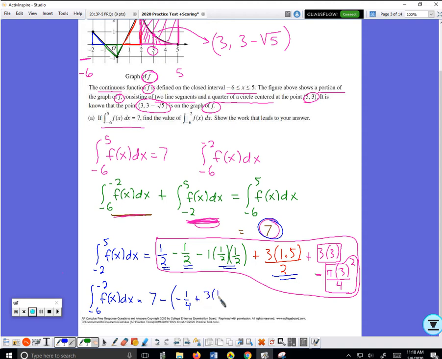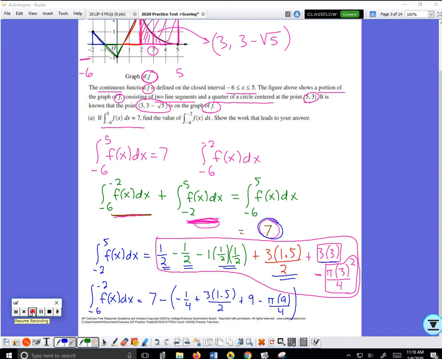I can just write this down as is, no need to stress about changing anything. 3 times 1.5, all divided by 2, plus 3 times 3 is 9, that's pretty easy, minus pi, 3 squared is 9, all over 4, close parenthesis. That's it. So that will give me the correct answer.